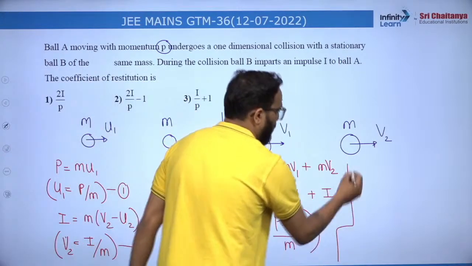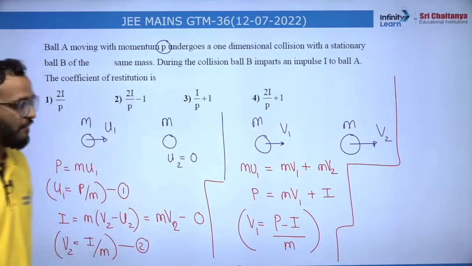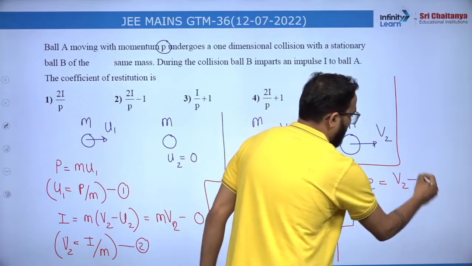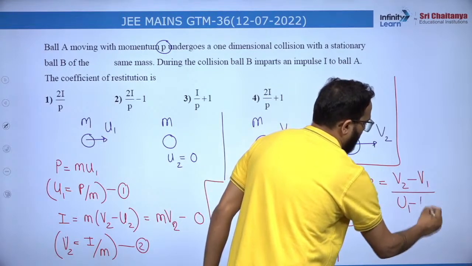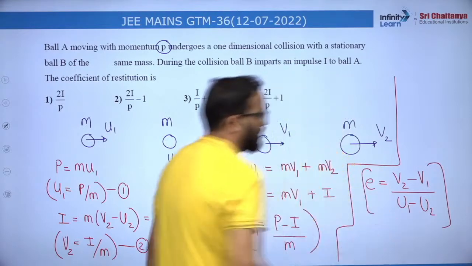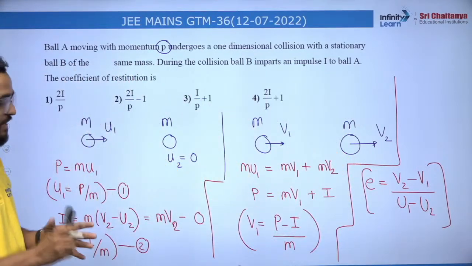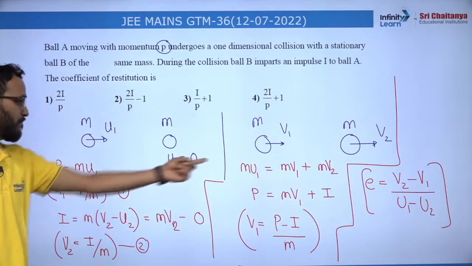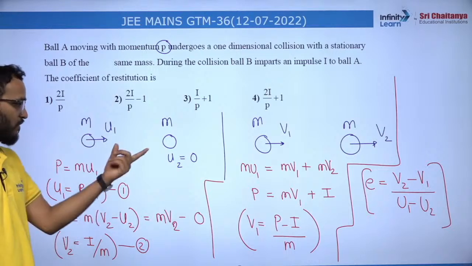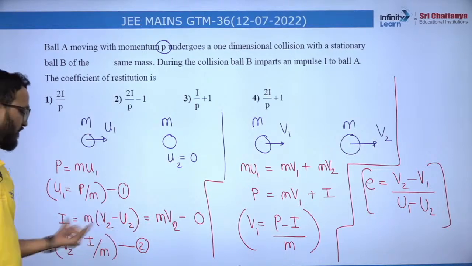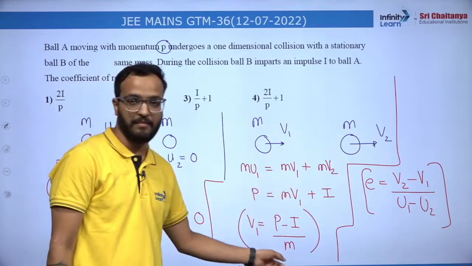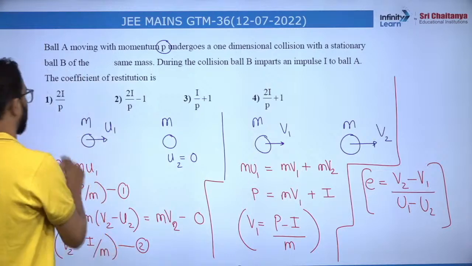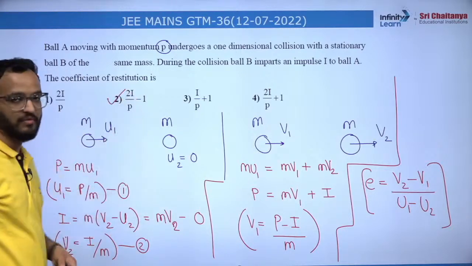Now what you have to do? You simply have to write the formula of coefficient of restitution. So what is e? (v2 minus v1) upon (u1 minus u2). Put the values and you will get your answer. I hope I am making sense now, right? Is there any doubt? So m u1 will be P, m v1 we have to figure out, m v2, so what is m v2? m v2 is I. So P minus I by m is your v1. Now put these values here and you get your answer. Okay, I guess the option was 2I by P minus 1 will come out from here.